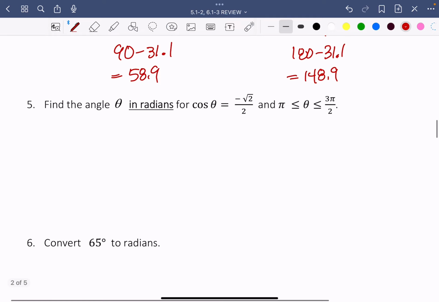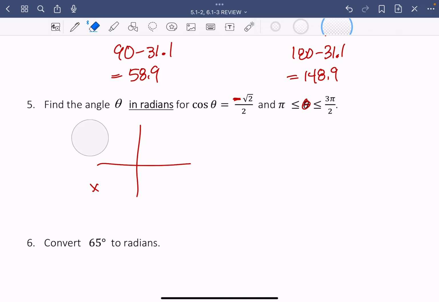Okay. Find an angle in radians where this happens. Well, first thing, I know cosine is negative, so that means it's either in this quadrant or this quadrant. But then they tell me, hey, you have to be in the third quadrant, so I know I'm somewhere down here. So I draw my radius first. That way I always get my triangle correct. It's always a radius and then go to the x-axis. So there's my triangle.